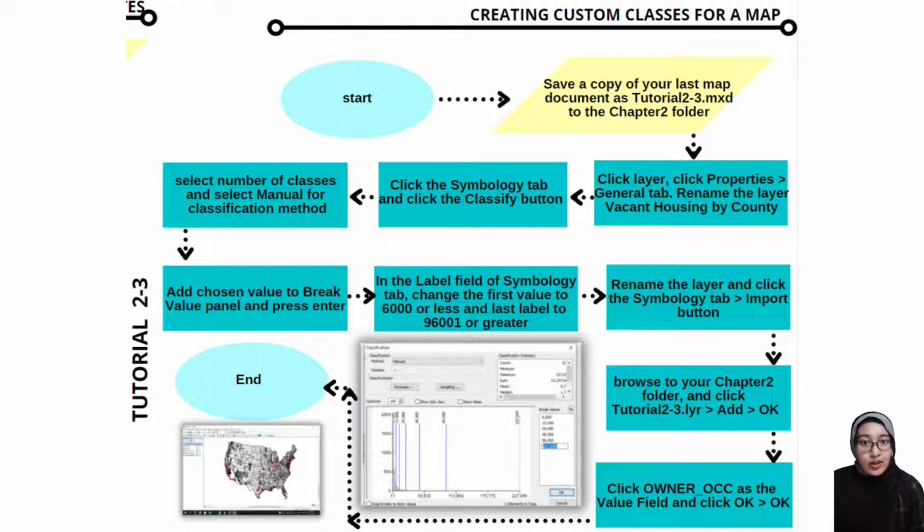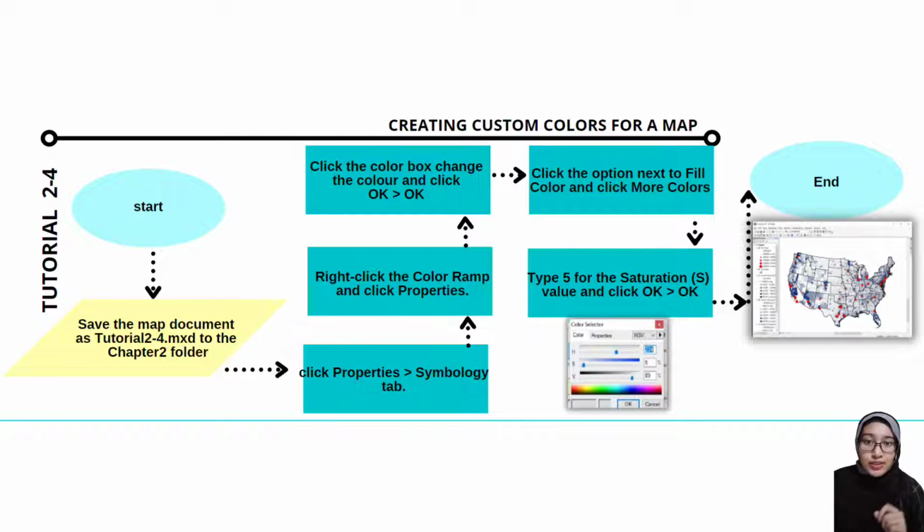This step allows you to provide detailed information for the box of low values, but also have classes for the high values. The last in chapter 2 is the tutorial on creating custom colors for a map. ArcMap provides color ramps with pre-selected colors. You can change the color of the classes manually.